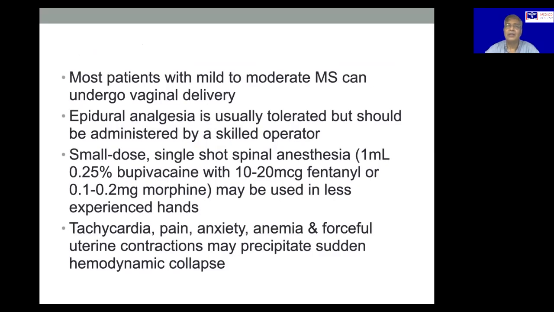If such a patient, that is a patient with mild to moderate mitral stenosis, comes for vaginal delivery, epidural analgesia is usually well tolerated, but it should be administered by a skilled operator. A single shot spinal anesthesia with a small dose of 1 ml of 0.25% bupivacaine with 10 to 20 micrograms of fentanyl or 0.1 to 0.2 milligram of morphine may be used by less experienced people. So if you are less experienced, it's better to go for a single shot low dose spinal anesthesia. If you are experienced, then you may try an epidural analgesia. Tachycardia, pain, anxiety, anemia, and forceful uterine contraction, however, are known to cause sudden hemodynamic collapse and they should be avoided.